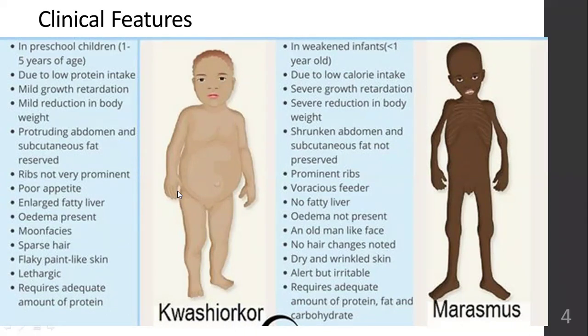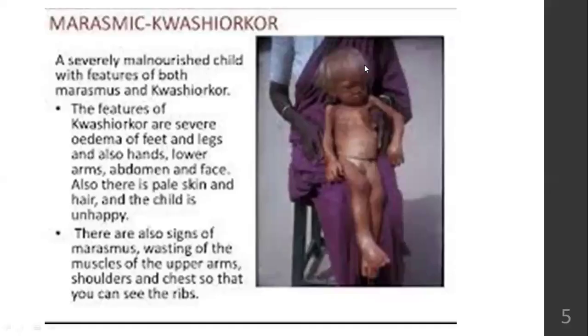That's the skin of a kwashiorkor child. And the child is lethargic, no energy, and requires an adequate amount of protein to correct the situation. So that's about kwashiorkor and marasmus, the clinical features.